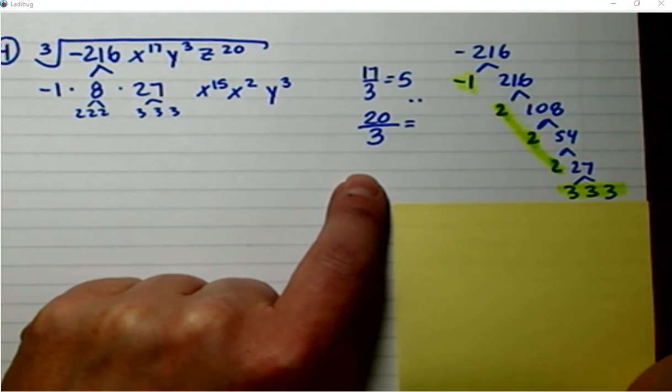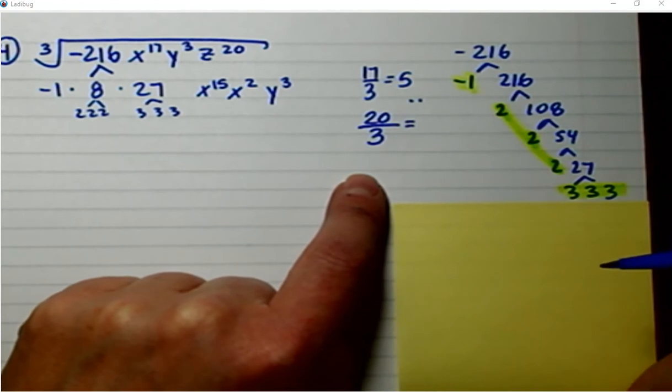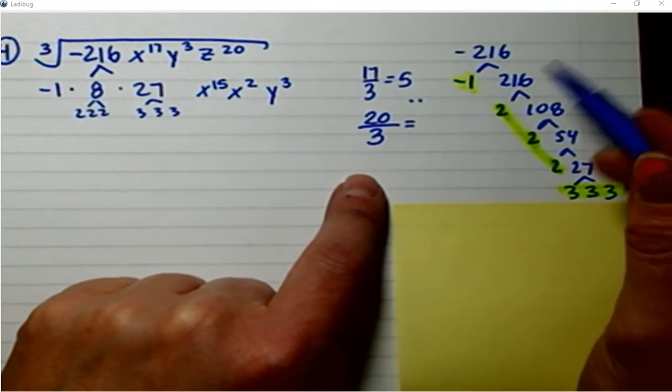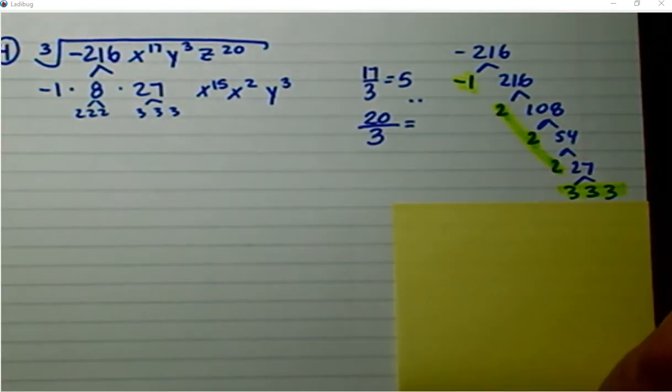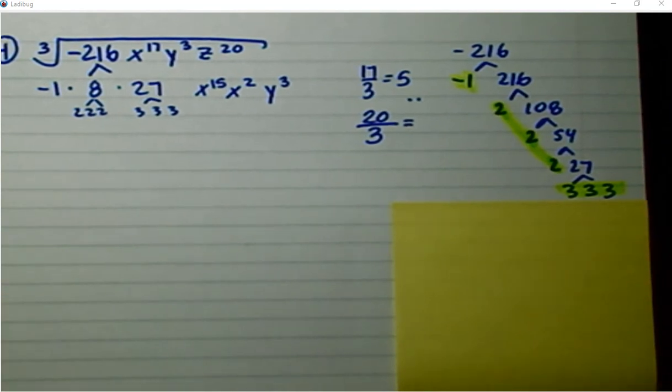8 times 27? Yeah. 216. Oh, so could you just write 216? Yeah. If you know that's a perfect cube, which is 6 times 6 times 6. I did not know that, but. Me neither. Until I got there. I was like, oh yeah.